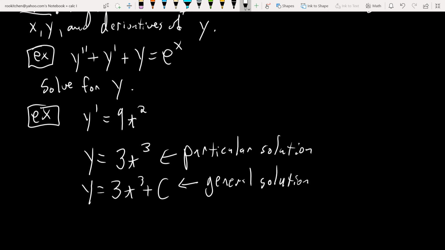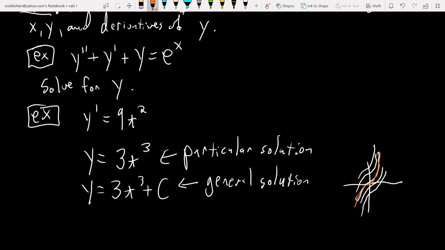And if you wanted to graph this thing, it would basically be 3t cubed plus c. It's a family of curves, which looks like this in the xy plane. And then if you want a particular solution, you kind of have to give an initial condition. And our particular solution, of course, is the one that goes through the origin. So that would be that guy right there. But your solution to differential equations, the general solution, isn't really just one function. It's a family of functions.